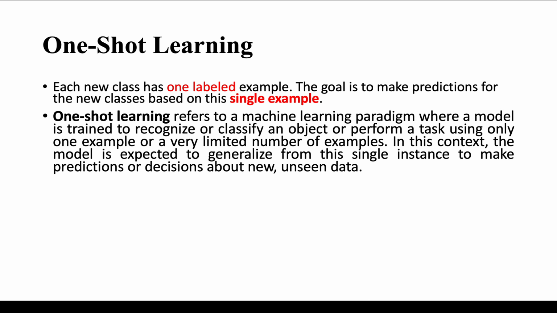One-shot learning refers to a machine learning paradigm where a model is trained to recognize or classify an object or perform a task using only one example or a very limited number of examples. The model is expected to generalize from this single instance to make predictions about new unseen data. So we provide only one example to the model, and it will make predictions based on this example for new input or unseen data.